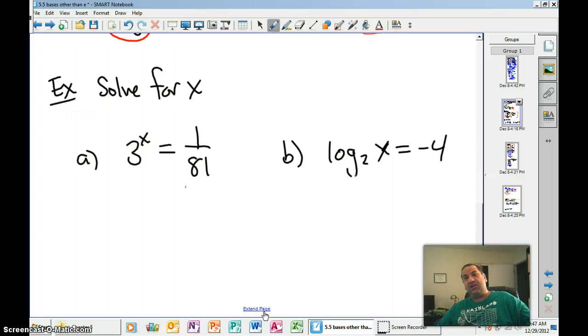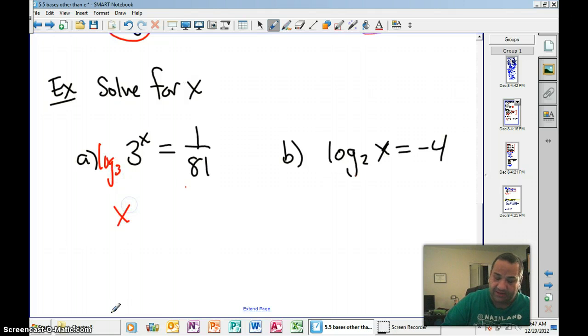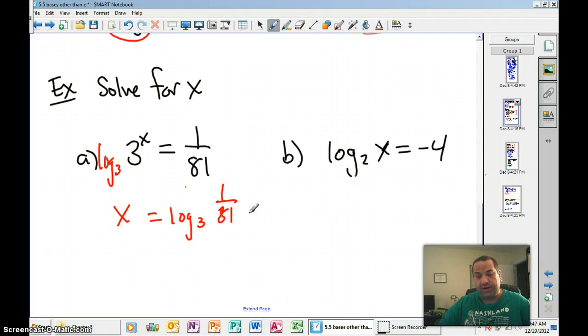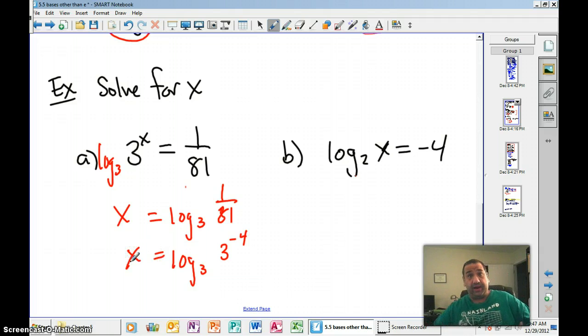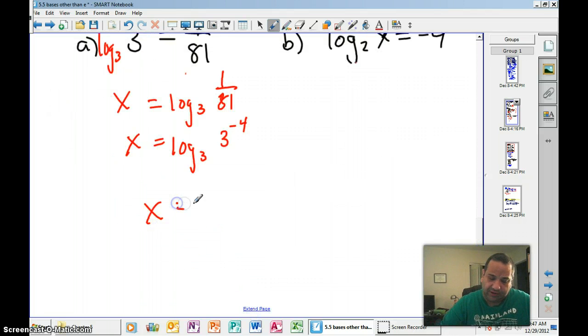We got 3 to the x equals 1 over 81. If we want to solve for x and x is in the power, then what I'm going to do is log base 3 of that, so that becomes x. So I'm going to do equals log base 3 of 1 over 81. Well, 81 happens to be 3 to the negative 4 power. I think you would recognize that. I would hope that you would recognize this. And then you would get x equal to just negative 4, because these guys will undo each other.